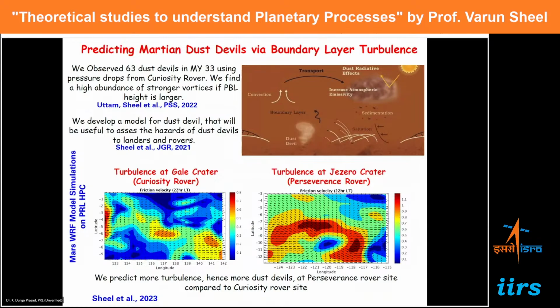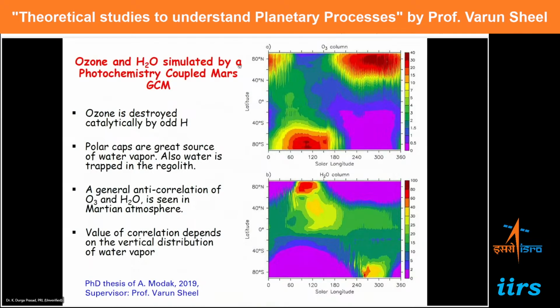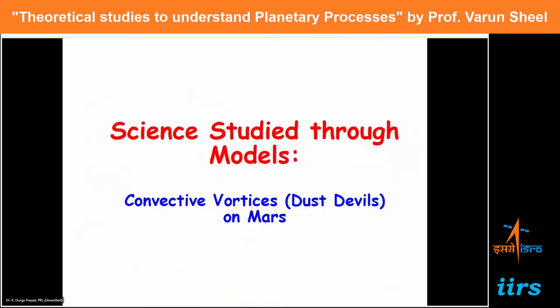So this is how, even if you don't have observations, using the models you can predict the phenomena by taking into consideration the physical parameters which are observed on a planetary body. So I'll give you one more example, the photochemical modeling of ozone. Ozone and water vapor are simulated by a photochemistry model coupled with MarsGCM. These are some pictures of the ozone column. What we have done is that we have considered that ozone is destroyed catalytically by odd hydrogen, and we see the production of ozone, and then we derive the distribution of this ozone column over the complete globe of Mars.